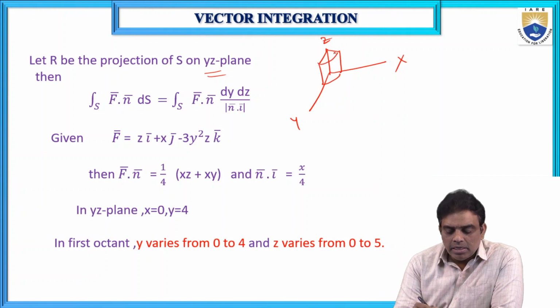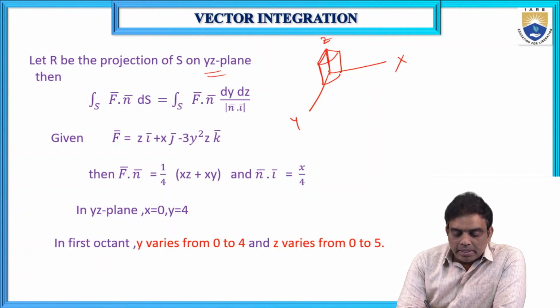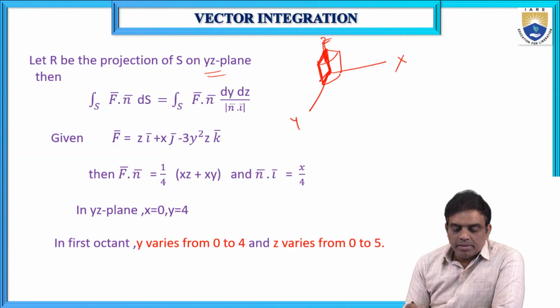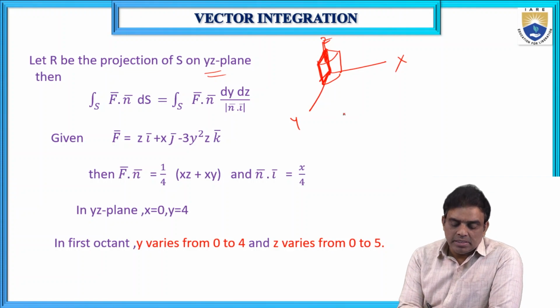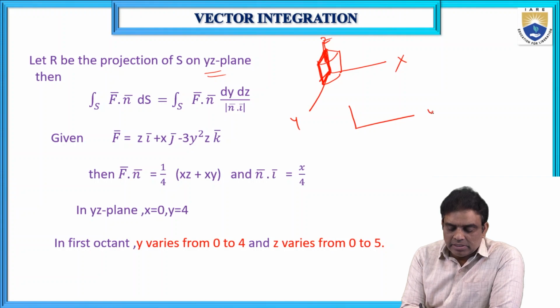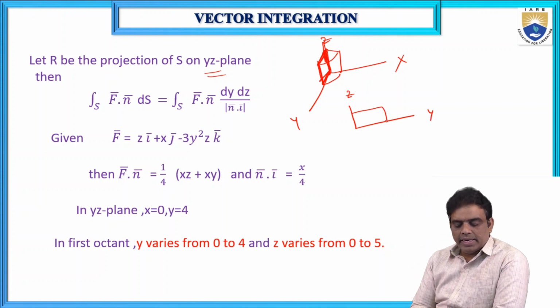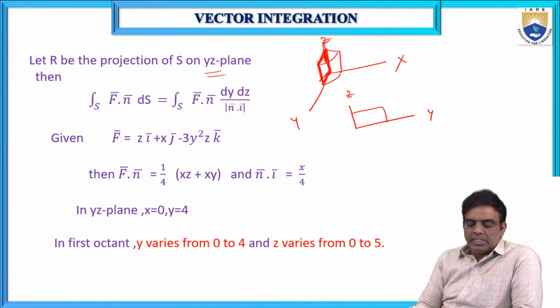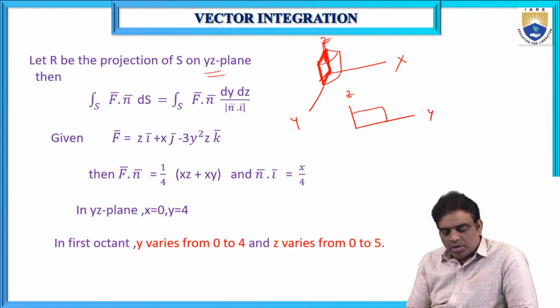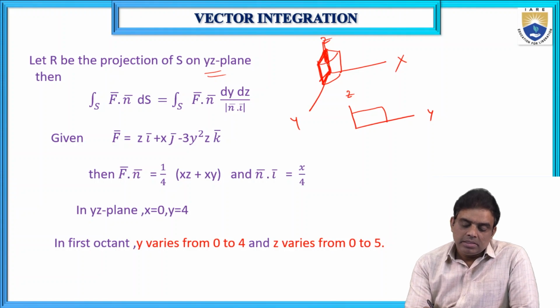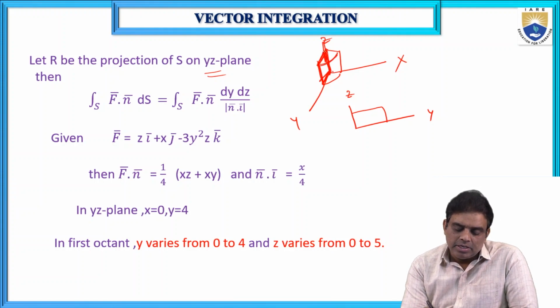This is an octant. If you consider the projection in the YZ plane, it will be a rectangle, so both are constant limits. So I will draw the cross section. This is Y, this is Z. Y and Z are constant limits. Z varies from 0 to 5, as already given.